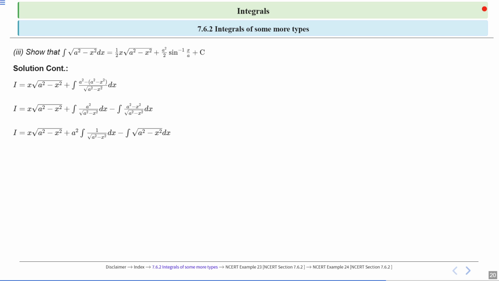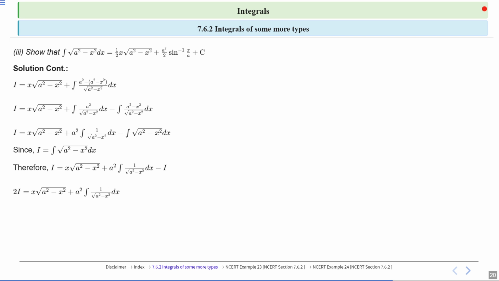Now the third part is I, since I is equal to integration of root under a square minus x square. So therefore I is equal to x into root under a square minus x square plus a square integral 1 by root under a square minus x square dx minus I. So it becomes 2I is equal to x into root under a square minus x square plus a square integration of 1 by root under a square minus x square dx. Okay.